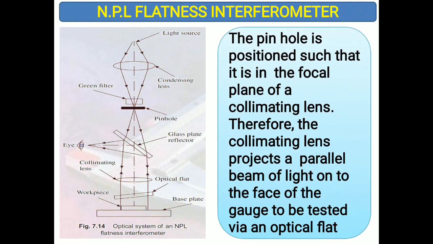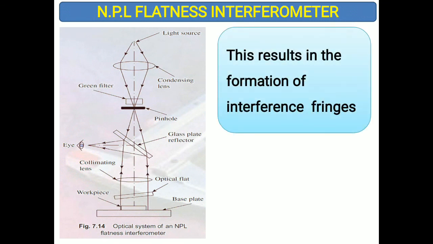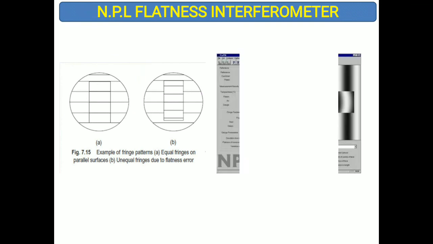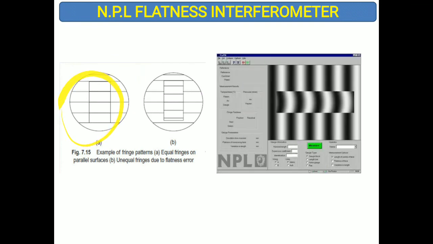So this is the base. On this base there is a workpiece kept, of which we want to check the flatness. Whatever light rays pass through this optical flat will fall on the workpiece, and afterwards will be reflected back. There is an eyepiece where you can keep your eye and see the fringes, the formation of fringes. Here you can see this type of fringes. That is the actual view you can see.